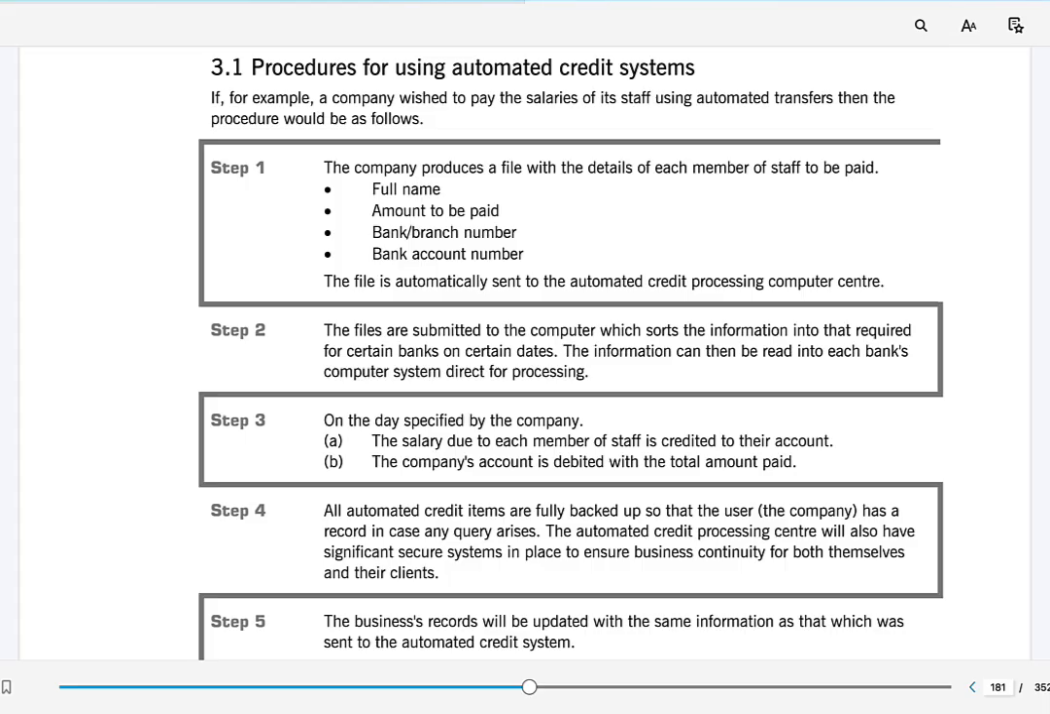Teacher note: in real payroll, the amount may already be calculated by the payroll system, but the accounts team must still check the totals, because if the data is wrong, the payments will be wrong.